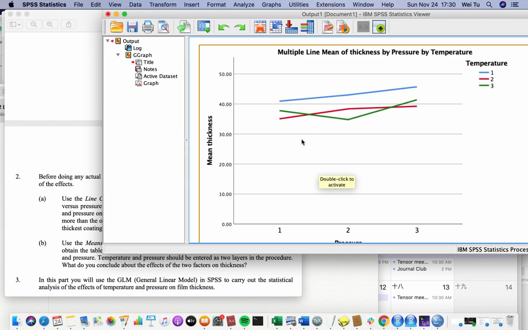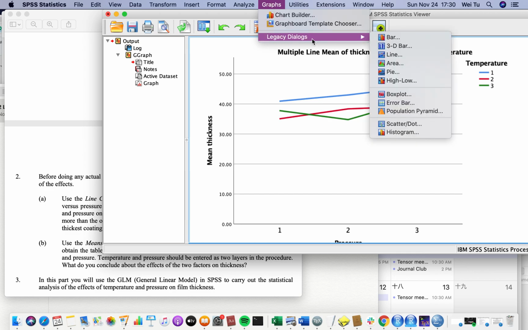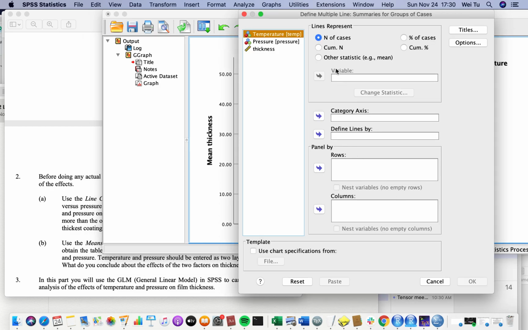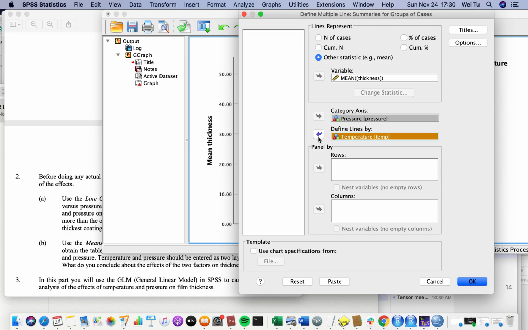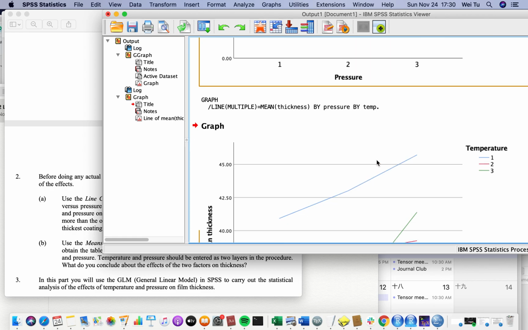As you can see, this is not a very good figure because by default, I think the chart builder starts at 0, which leaves this huge blank area here. I think there's somewhere you can adjust this, but if you use Legacy Dialog, you will get something prettier. Let's do Legacy Dialog, line chart, multiple, because we have multiple lines, and then the line represents the mean. The variable is the thickness. Category is the x-axis, which is the pressure. The define line is the temperature, okay, and then do okay. Okay, much better. It's the same thing, but it looks better.